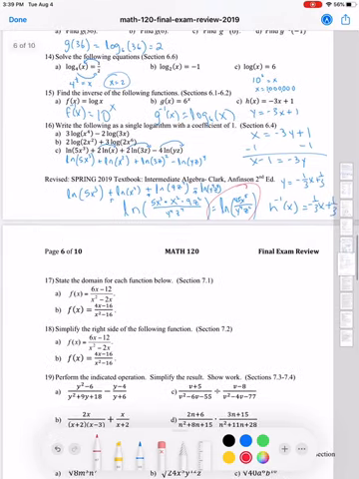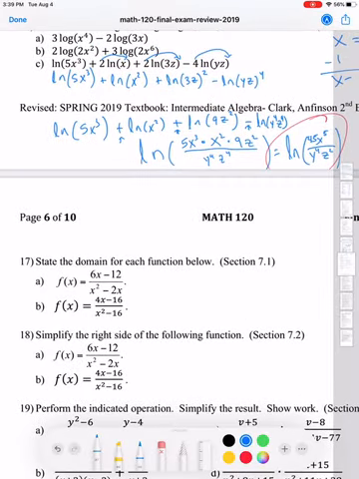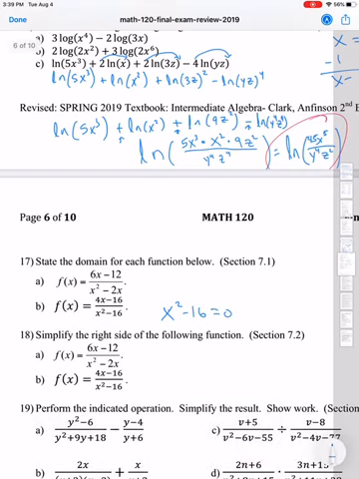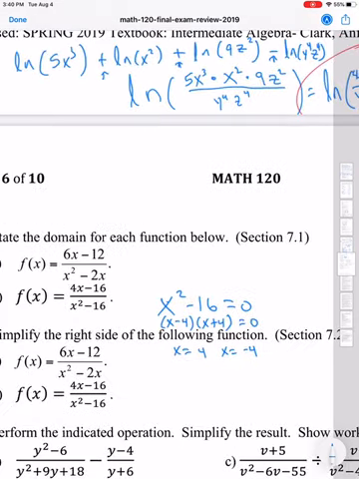All right, 17. How do we find the domain of rational functions? All you do is you take the denominator, doesn't matter which one. Let's do 17b. You set it equal to 0. Find out what makes it 0. You're going to factor this. Difference of two squares. X equals 4. X equals negative 4. So what makes the denominator 0 is if x is 4 or negative 4.